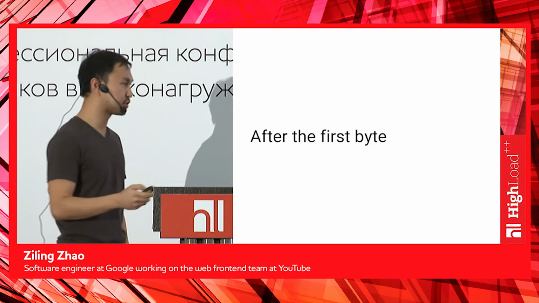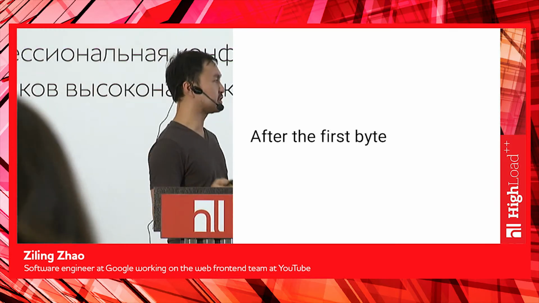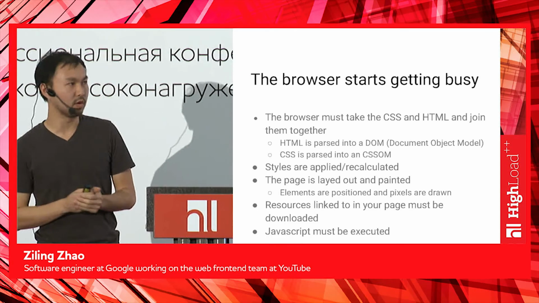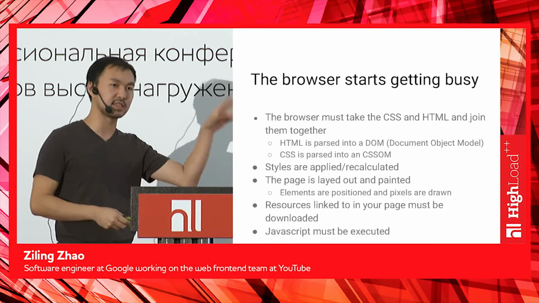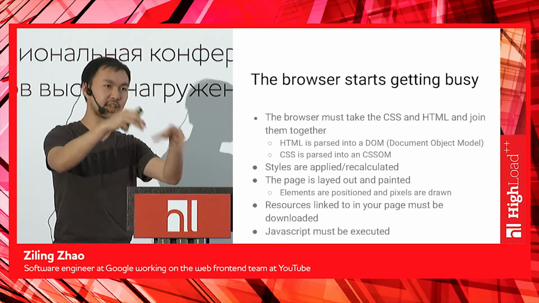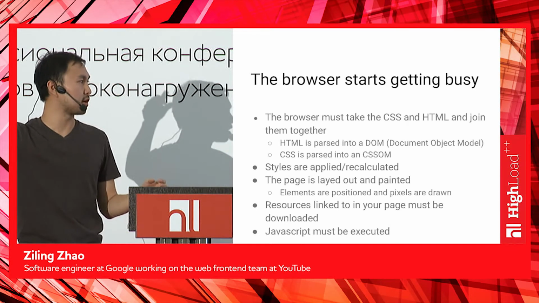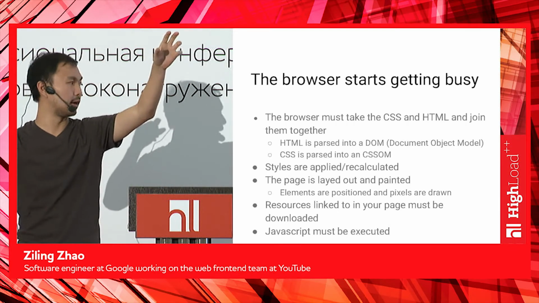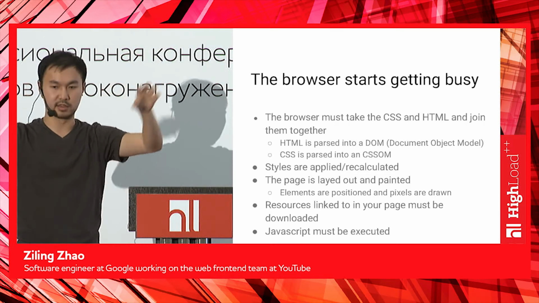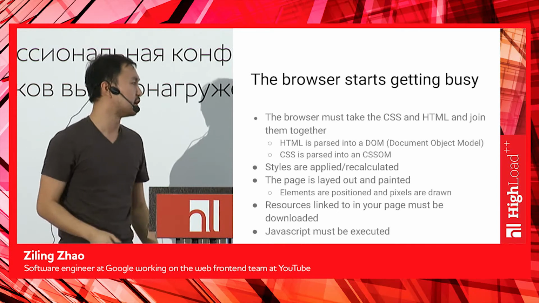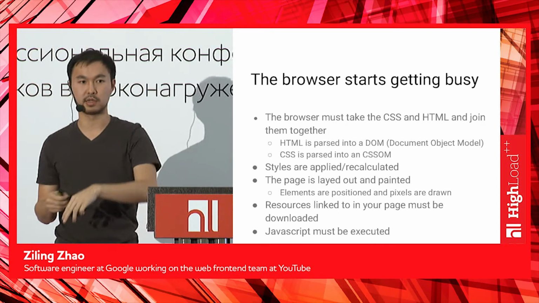So after the first byte, though, this is the non-networking stuff. This is when the browser starts getting really busy rendering your web page. So what does the browser have to do? Well, it has to take the CSS and HTML and merge them together. The HTML parser has to create the DOM, which is the document object model, and the CSS has to be turned into a CSS object model. And these two are then merged together to create something called the render tree. And then this render tree is pushed out and painted.